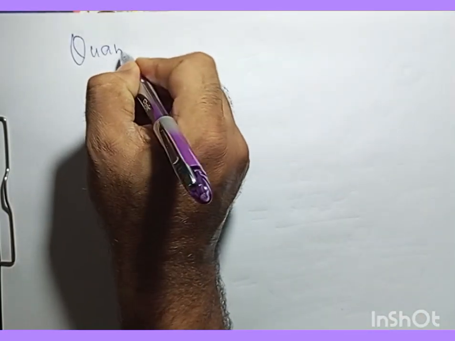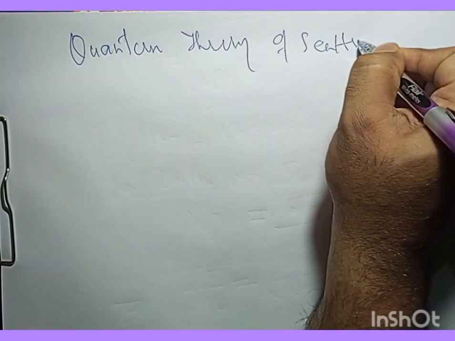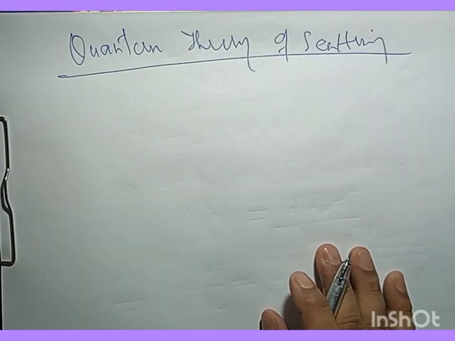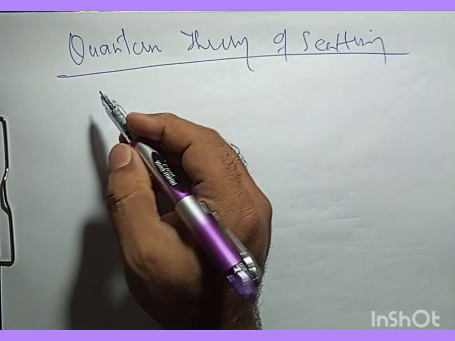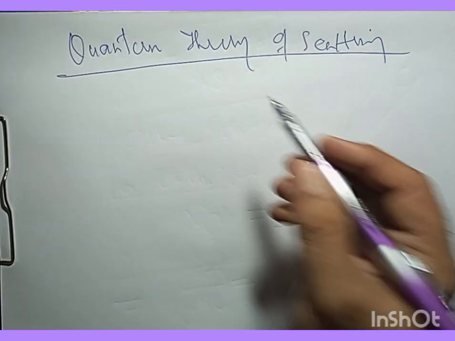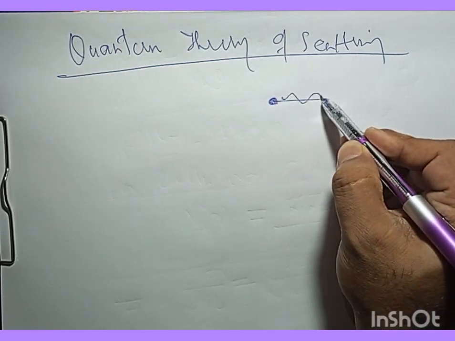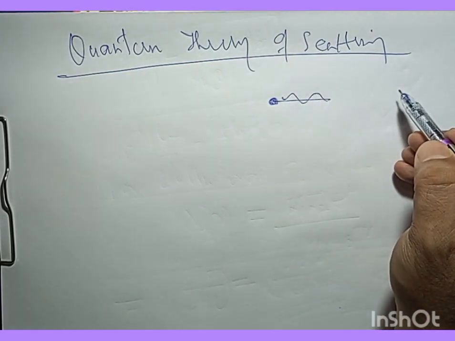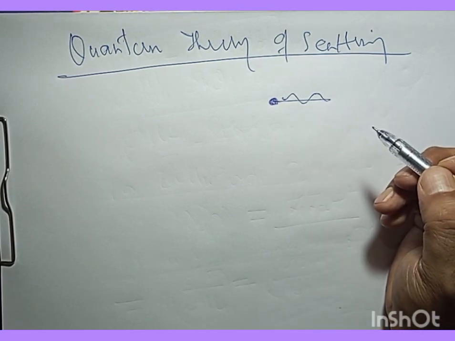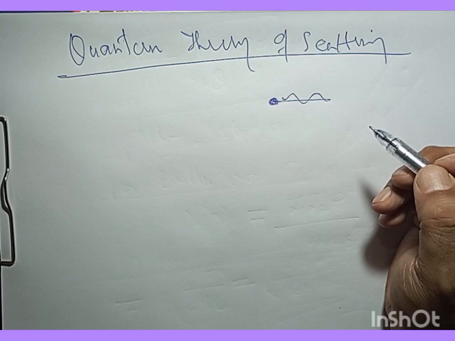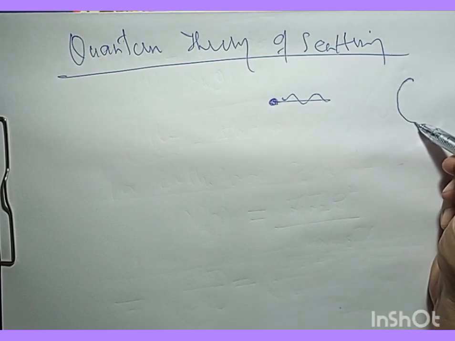Now, switching to the quantum theory. In quantum theory of scattering, the incoming particle is treated as a wave. It was a particle in case of classical scattering. Now you have an incoming particle, it's treated as a wave, rather than the particle that we used in the classical scattering. And the interaction with the potential modifies this wave.